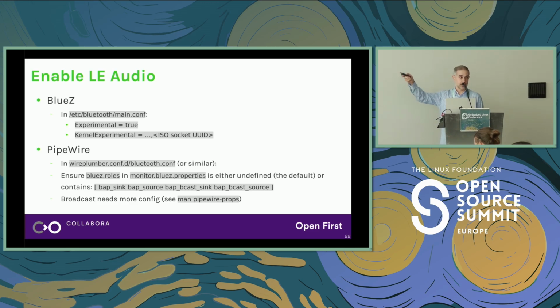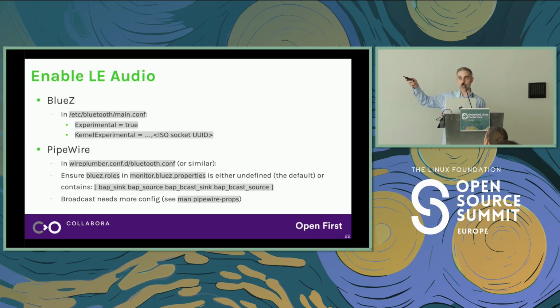Now, if you have a controller that shows these capabilities, how to get it to work. Go to etcbluetoothmain.conf and enable experimental features in BlueZ, and also enable kernel experimental and put the ISO socket UUID there. Now, the ISO socket UUID is something that you will find in the comment just right above that line. So just copy and paste it in the kernel experimental line.